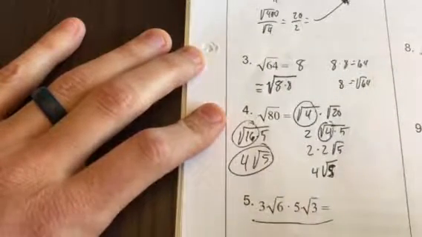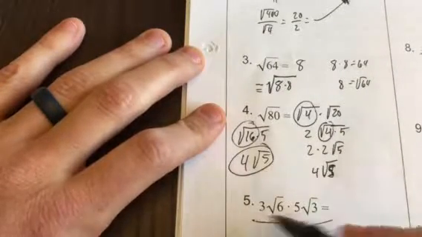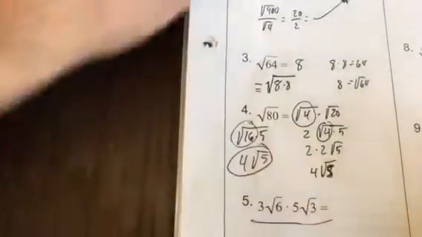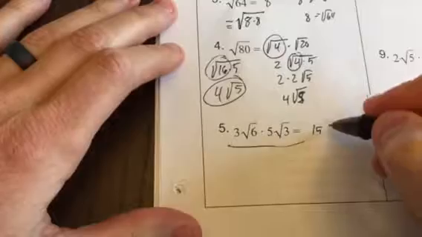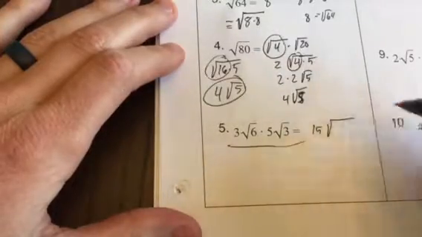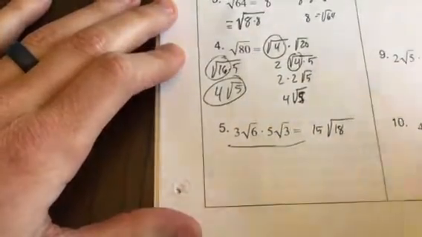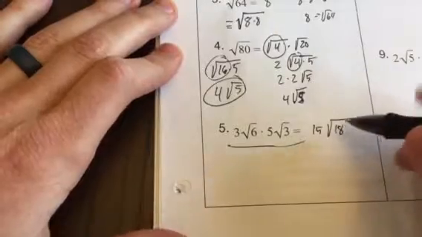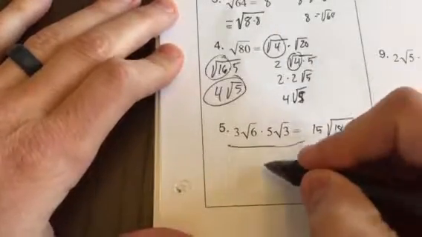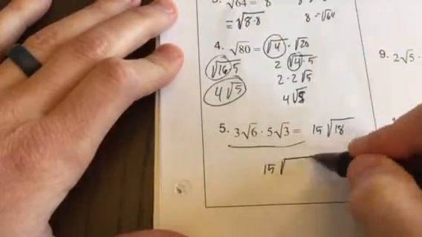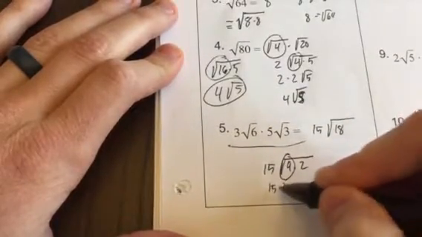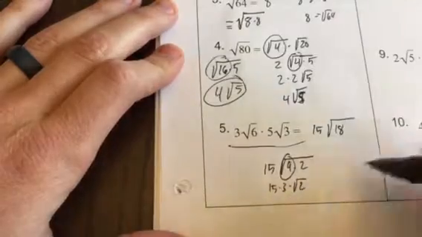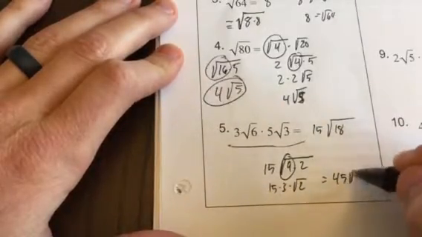These last ones really illustrate a couple of things. The 3 and the 5 are both outside, so they're going to operate just like coefficients. 3 times 5, yep, that's 15. And then the 6 and the 3, those are inside, so that's going to be 18. But we can't stop here because 18 can be broken down into a perfect square if we see that as 9 and 2, and the square root of 9 is 3, so I have 15 times 3 times the square root of 2, or 45 square root of 2.